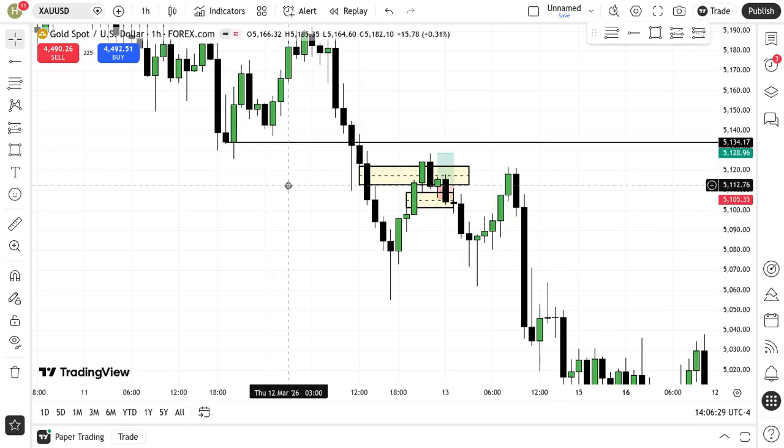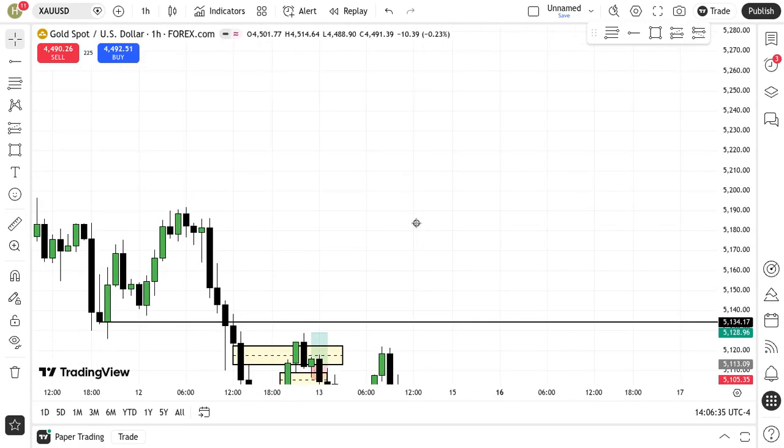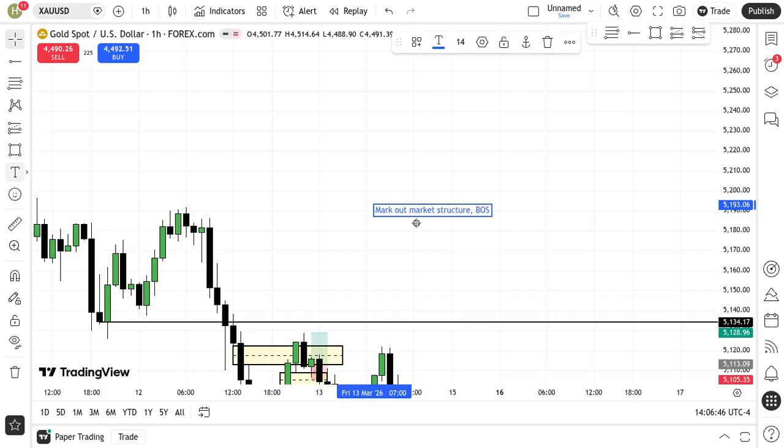Mark out market structure and trade the fair value gaps that follow the trend that market structure is showing you. So it's as simple as this. I'll do a step-by-step guide for you. So you want to mark out market structure. So this is your BOS or your breaks of structure. Then after you mark out market structure, breaks of structure, that will help you identify if price is bullish or bearish. Now, bullish just means you're going up, bearish means you're going down.